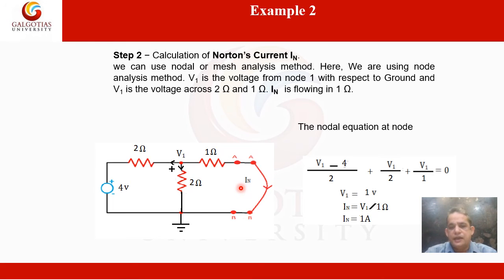Here the Norton current IN is flowing in the 1 ohm. Here we calculate the node voltage V1. V1 is equal to 1 volt through this equation. Now we find the current IN. Simply we apply Ohm's law, V is equal to IR, so I is equal to V upon R. Here we calculate the Norton current. Now come to step 3.